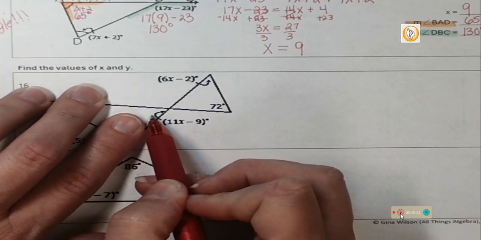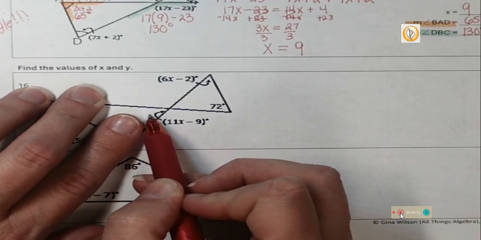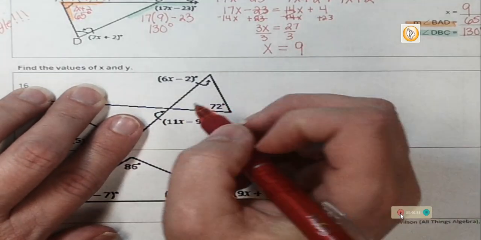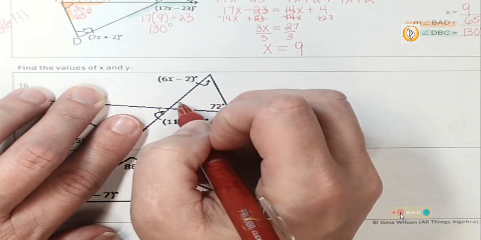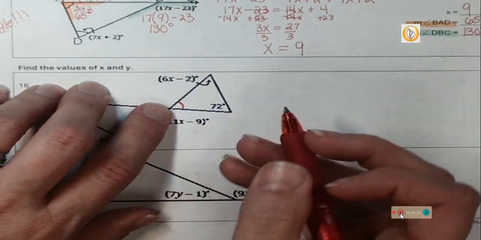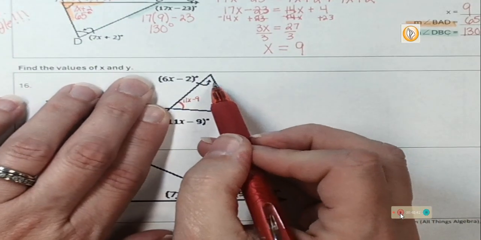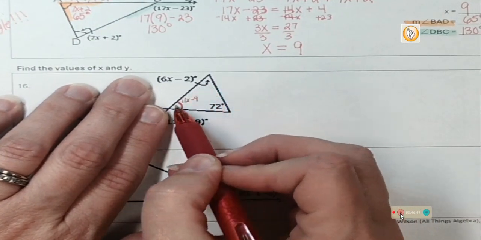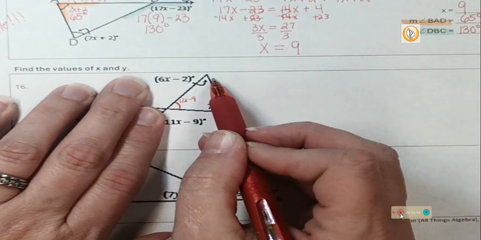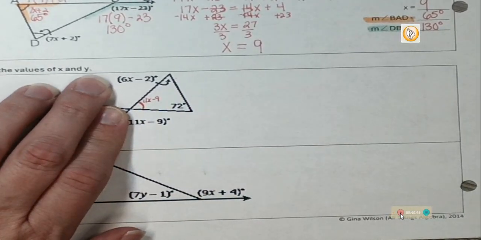What I've got to do is look for the relationship between the same variables. This angle is 11x minus 9. Based on the figure, what else do you know? You know this one is 11x minus 9, okay? So look at this triangle. You know all three angles of this triangle, even though some of them are expressions, and tell me what you know about all three angles of a triangle.